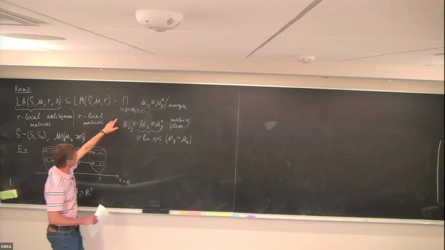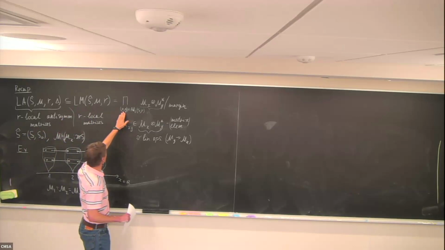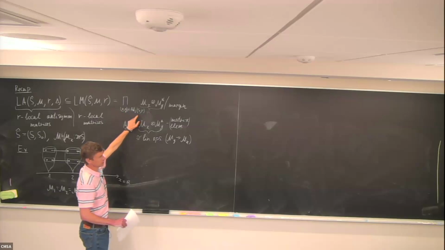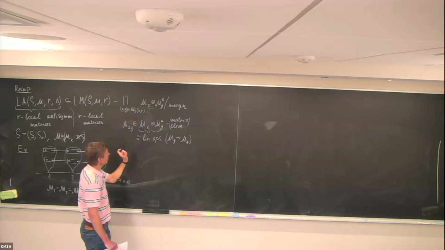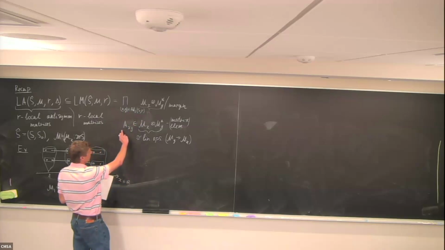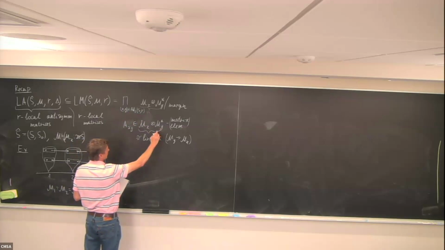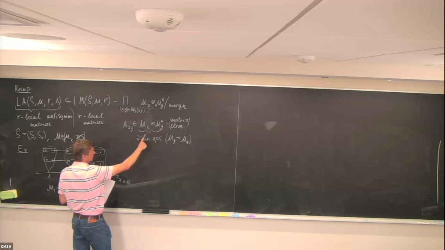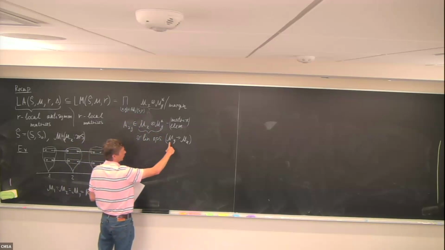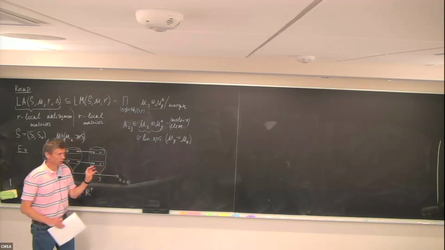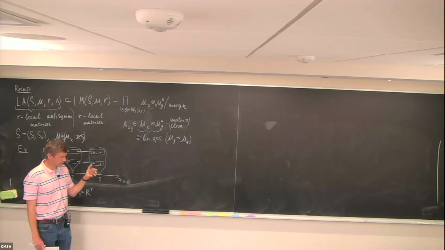And the space of such matrices is a product over all pairs x, comma y that are adjacent to each other, within distance r from each other. And a matrix element A sub x, y belongs to this space. This space itself is the space of linear operators from M_y to M_x. So at each point there is some finite dimensional space attached, and the matrix elements are themselves operators.